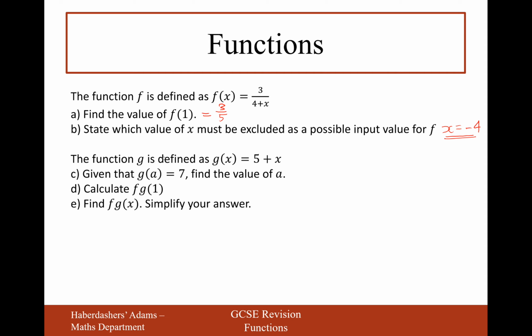The function g is defined by 5 plus x. Given that g of a equals 7, find the value for a. Well, this question isn't too hard. I don't really need to do any complicated maths for this one. It's think of a number that when you add 5 to it, you get 7. That answer is 2. When you put 2 in as the x value here, you get 5 plus 2, which will give you an output of 7. That wasn't too hard, that one.